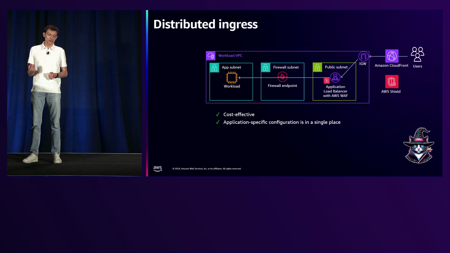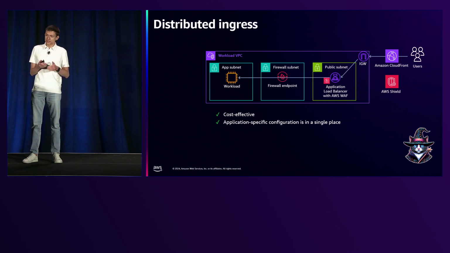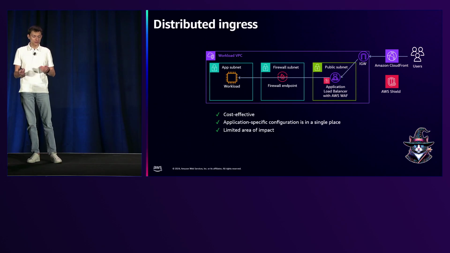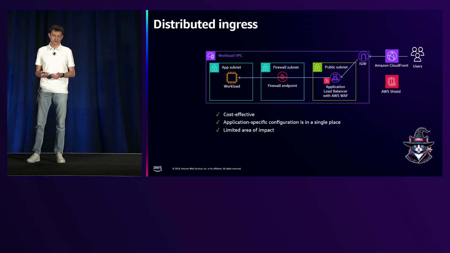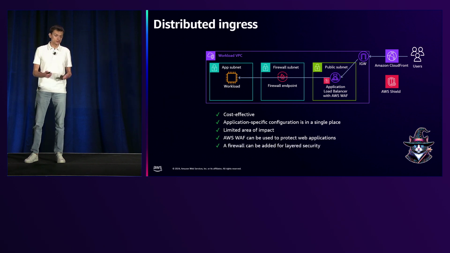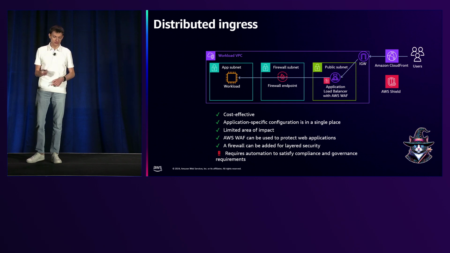In general, we strongly recommend going with distributed ingress. Your application-specific configuration will be all together in one place. You have limited blast radius here as well. So if you have a misconfiguration, it will not affect your other applications. You can use WAF to protect your web applications. You can add a firewall for additional layered security. But you will need to think about automation on how you can satisfy compliance and governance in all of these different accounts and different VPCs.